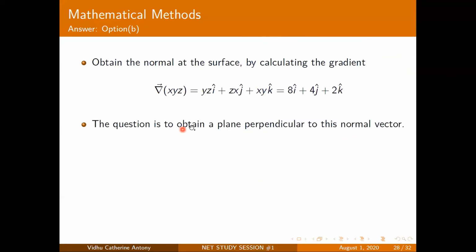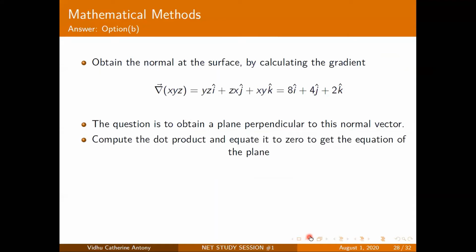Now the question is to obtain a plane perpendicular to this normal vector that you have. So what do you do? You have to compute the dot product and equate it to 0 so that you get the plane. You want something that is perpendicular to that normal. It has to be on that tangent on the surface, and you have to get it perpendicular to that normal.